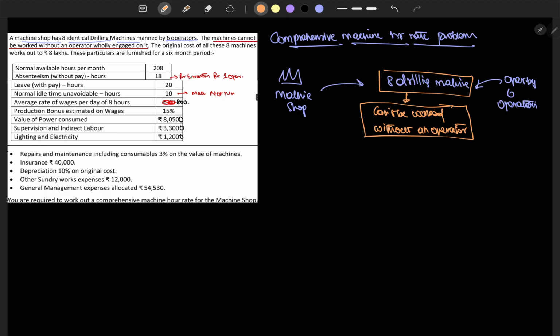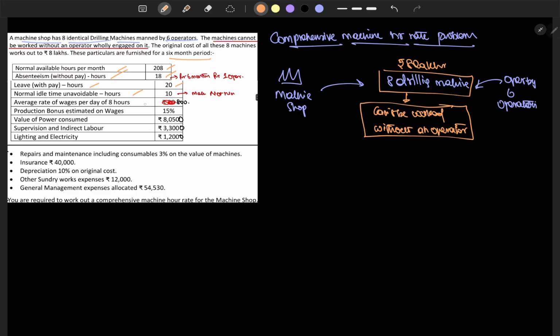Let's see further. The original cost of these eight machines is rupees 8 lakhs, and they have given 6 months' details of the machine shop in this table. The normal available hours per month, total available hours, is 208. Absenteeism, meaning the hours for which the company is offering leave with pay, is 20. Normal idle time is unavoidable idle time, like machine maintenance time or maintenance gaps, when the company pays but no work gets done.